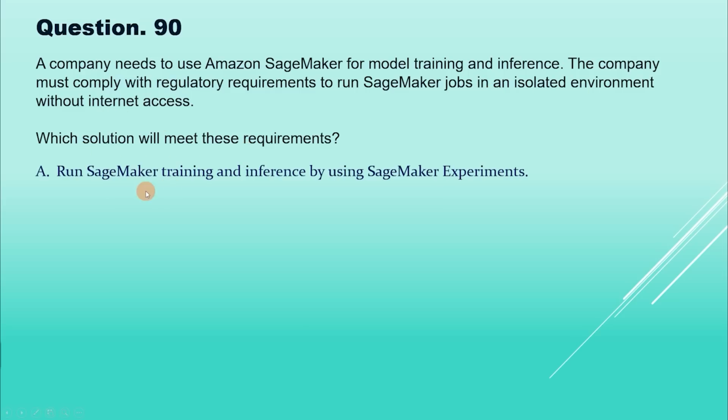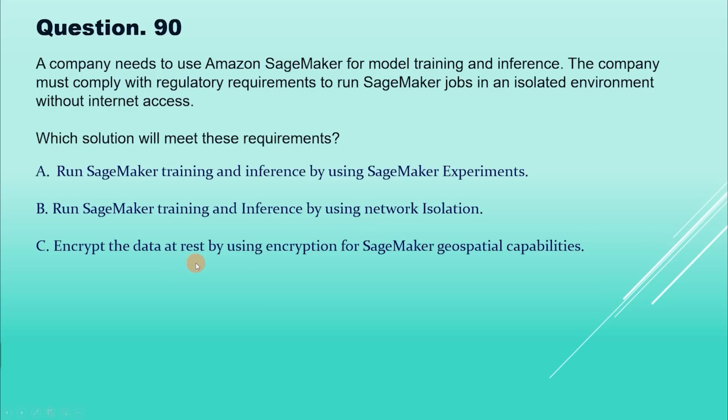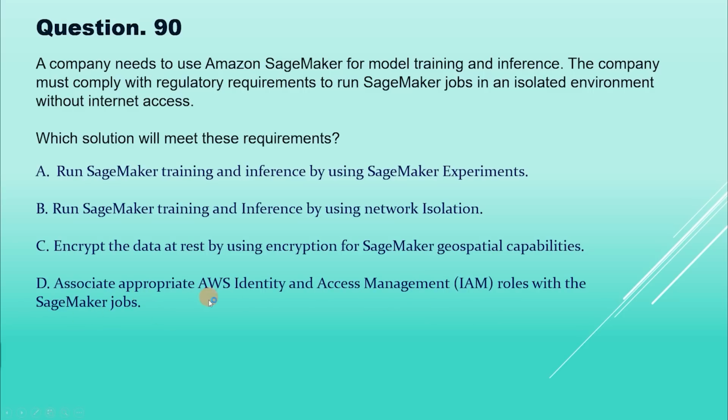Here are the options. Option A, run SageMaker training and inference by using SageMaker Experiments. Option B, run SageMaker training and inference by using network isolation. Option C, encrypt the data at rest by using encryption for SageMaker geospatial capabilities. Option D, associate appropriate AWS Identity and Access Management roles with the SageMaker jobs. So try to guess the correct answer. I am going to wait for you.